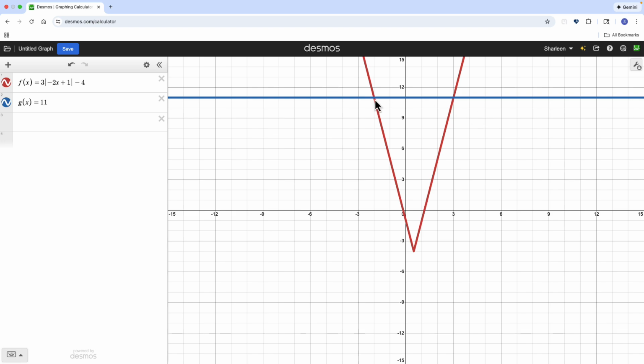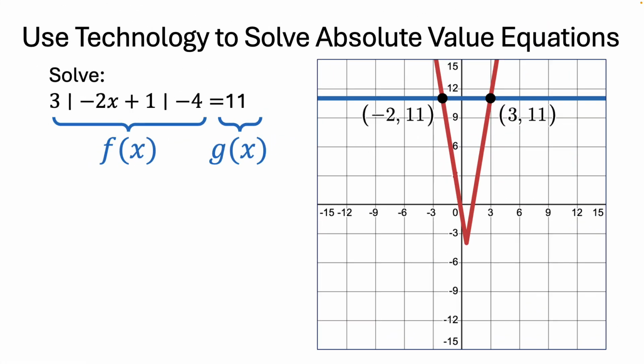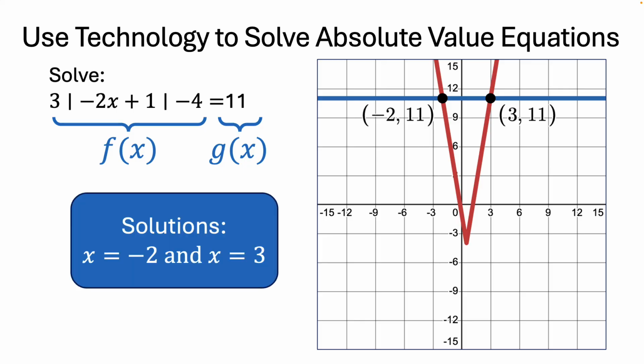To locate the intersection point, simply use your mouse to click on the intersection point. One of our intersection points is negative 2, 11, and the other intersection point is 3, 11. The solution to our equation is the x-coordinate of the intersection points. So that means that this equation has two solutions, x equals negative 2 and x equals 3. We found that the left and right sides of this equation have 2 points where they are equal. So the solutions to our equation are x equals negative 2 and x equals 3.